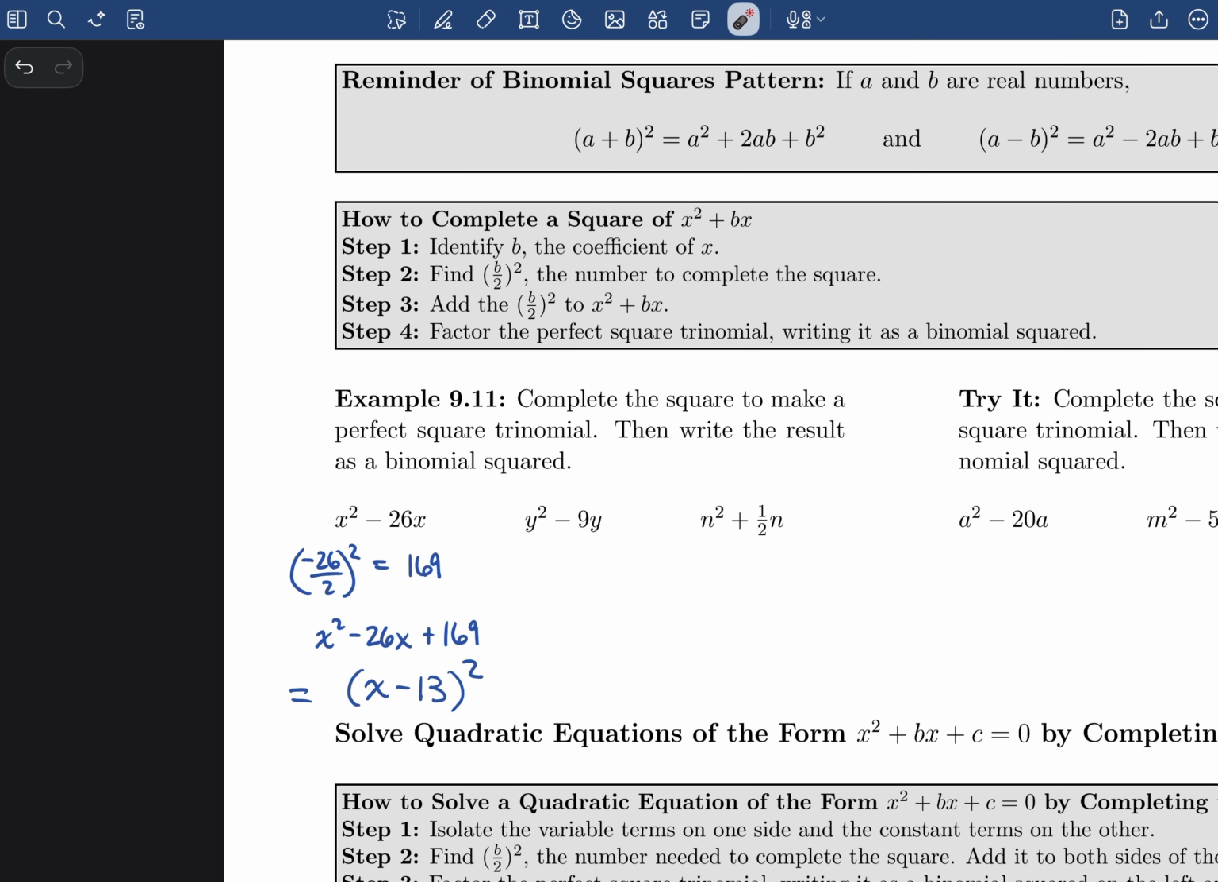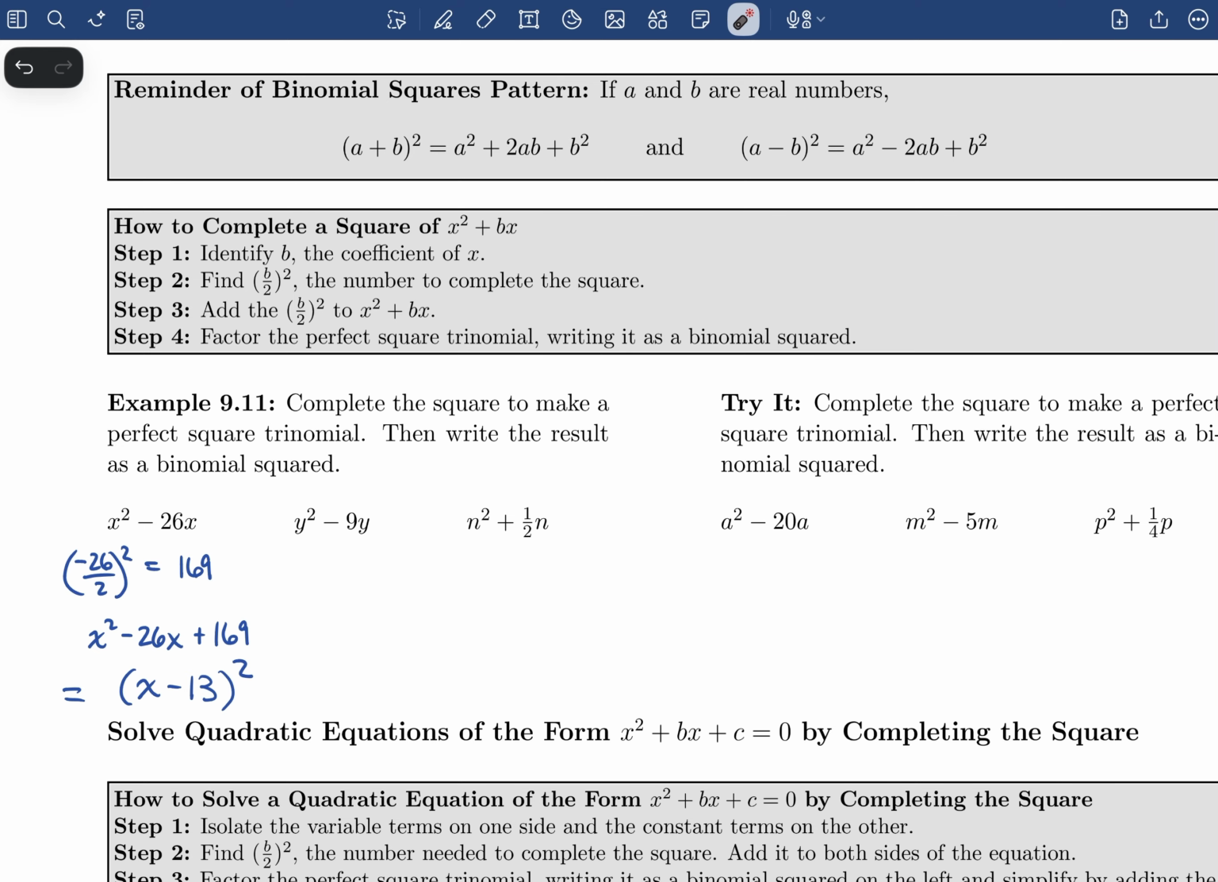And you may be asking, where did I get that minus 13? Well, negative 26 divided by 2 is negative 13. So whatever my b value divided by 2 is, that goes in the binomial that I have. And because I have this minus sign right here in this perfect square trinomial, see that minus sign? Well, that's how I knew that I would have a minus sign in my binomial that is being squared.